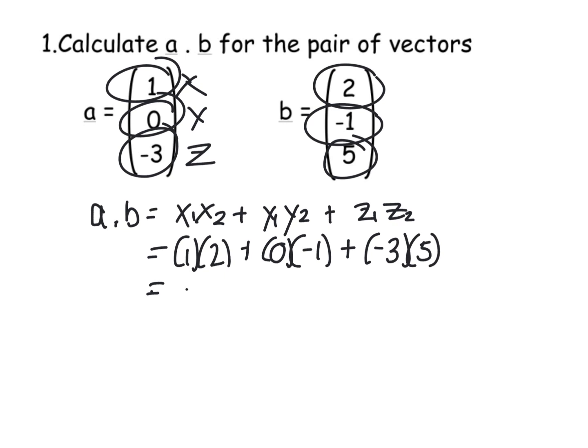So 1 times 2 is 2. 0 times anything is 0. And the last one gives us negative 15. So when you work that out, you have negative 13. So a dot b at this point is just negative 13, and we're happy with that numerical value. So that is style 1.